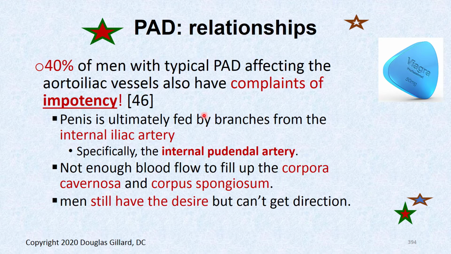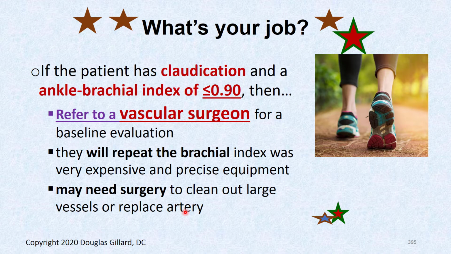I wonder if that should be external pudendal artery. Let me make a note to check that. I'll leave it like that for now, but I'll correct it on the slides I post if that's an error. My brain says external. Anyway, the corpus cavernosa and spongiosum can't be filled up with blood if there's no supply to it. If the pipes going to that tissue don't work, then you can't get an erection because you can't fill up the corpus cavernosum or corpus spongiosum. And again, men have the desire, but it just doesn't work. So got to think PAD.